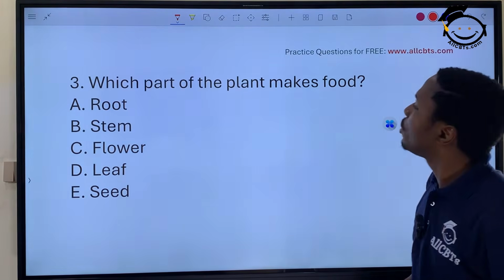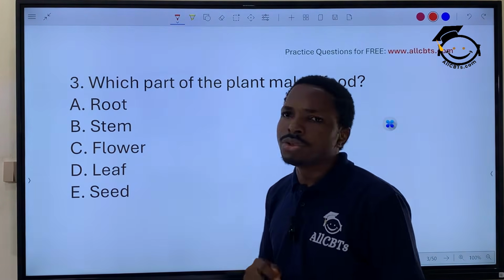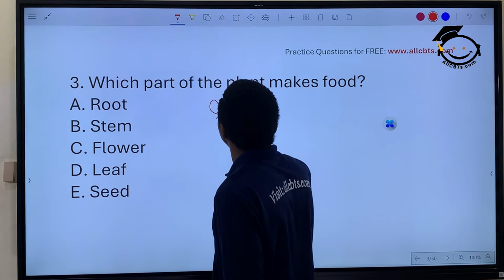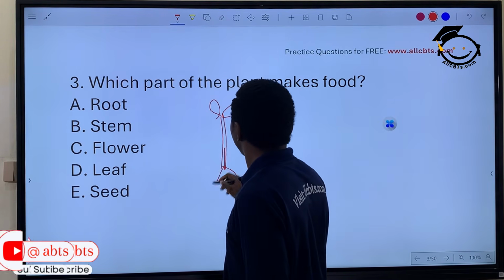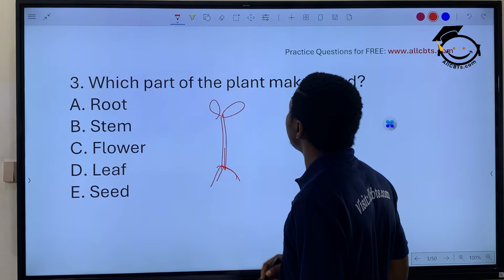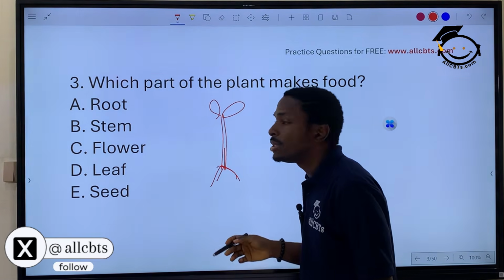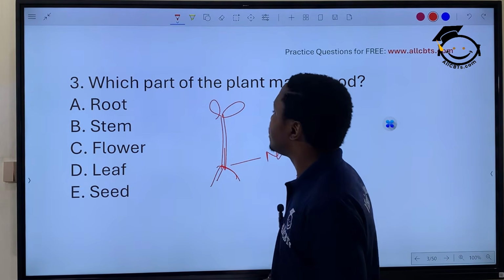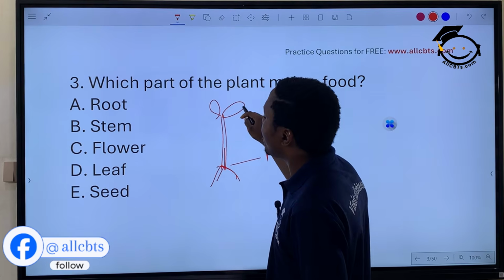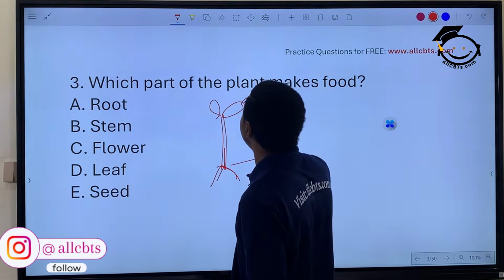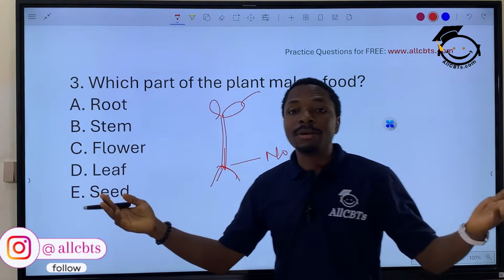Question 3. Which part of the plant makes food? You have the roots. So this is your plant. Which part of this plant makes its food? Is it the roots? No. Is it the stem? No. Is it the flower? No. Is it the leaf? Yes, the leaf. The leaf is the part of the plant that makes its food.